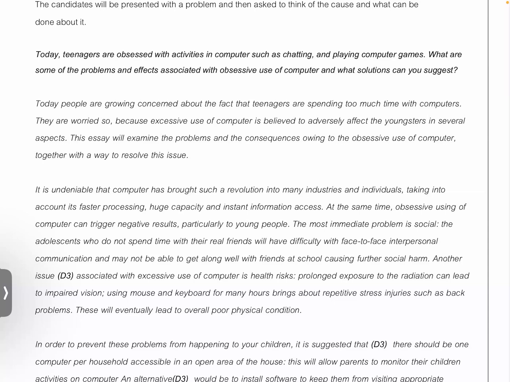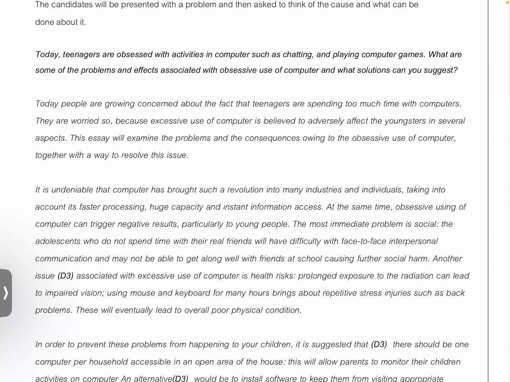Another issue associated with excessive use of computer is health risk. So that's the next in line. By spending too much time on computer, they will develop some health problems. For example, prolonged exposure to the radiation can lead to impaired vision. The radiation from the screen can hurt your eyes. It can impair your vision. It can cause myopia, for example.